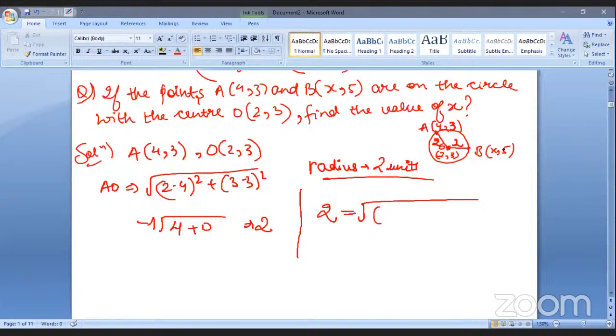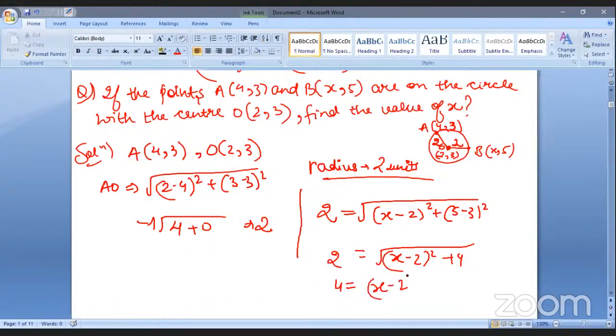So what we can do is write it like this: x2 is x here, (x minus 2) whole square plus (5 minus 3) whole square, that is (x minus 2) whole square plus 2 roots of 4. If we square both sides, we will have 4 and (x minus 2) whole square plus 4. This 4 and this 4 can get cancelled out. So (x minus 2) whole square is equal to 0. So x minus 2 will also be equal to 0.